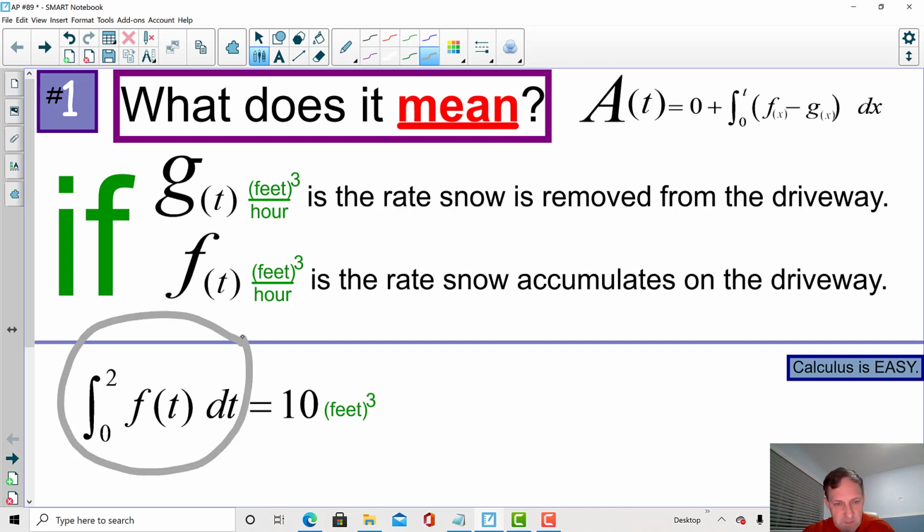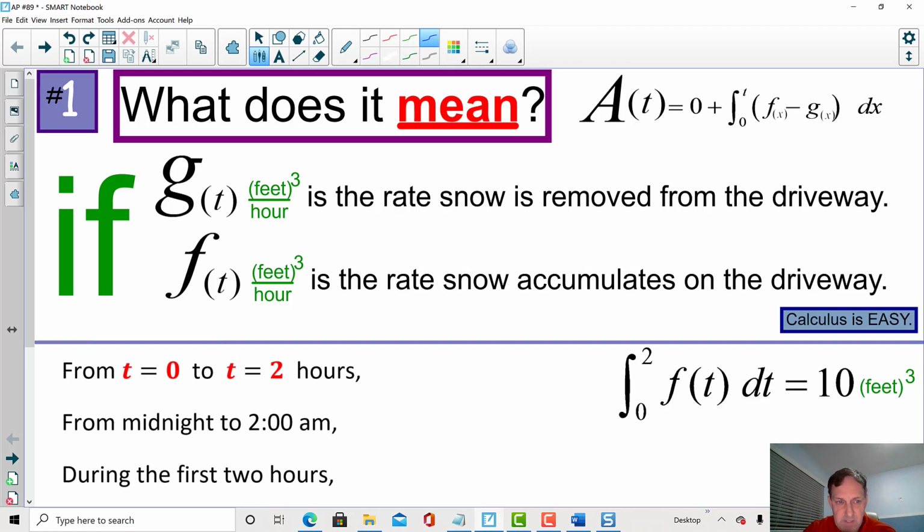So one of the most important things you have to describe is the time. So I usually try to start with the time. You could say from t equals 0 to t equals 2 hours. So notice that's a time interval. It's not at a moment in time. Another way you could say it is from midnight to 2 a.m. So if you read the story, if you're familiar with this question, it starts at midnight, and so t equals 2 is actually 2 a.m. Or even a third way that you could say it is during the first 2 hours.